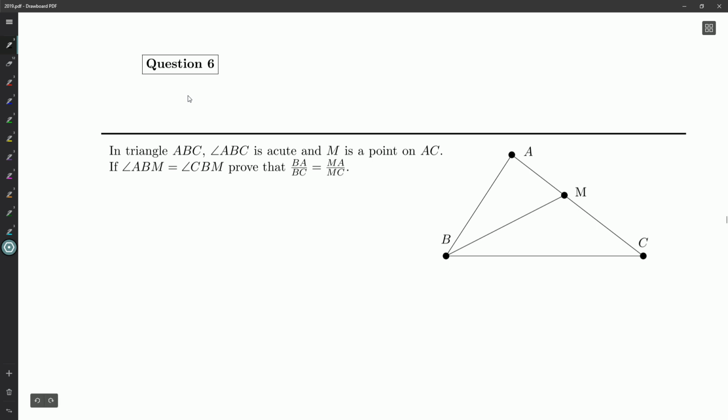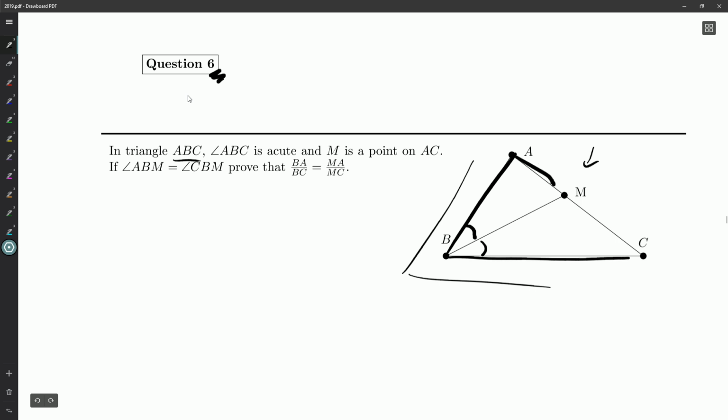I really do. We're looking at question 6 now in this video on our 2019 MMC. What have we got here? In triangle ABC, angle ABC is acute, M is a point on AC, and we know ABM is equal to CBM. Okay, so BM is the angle bisector. And we want to prove what? BA is to BC as MA is to MC.